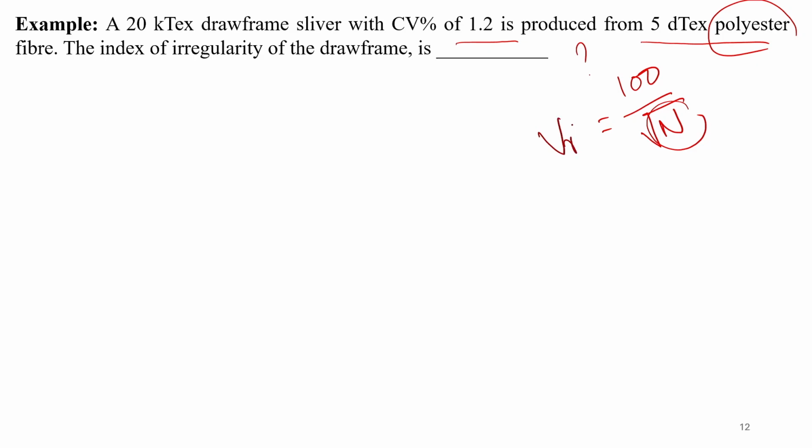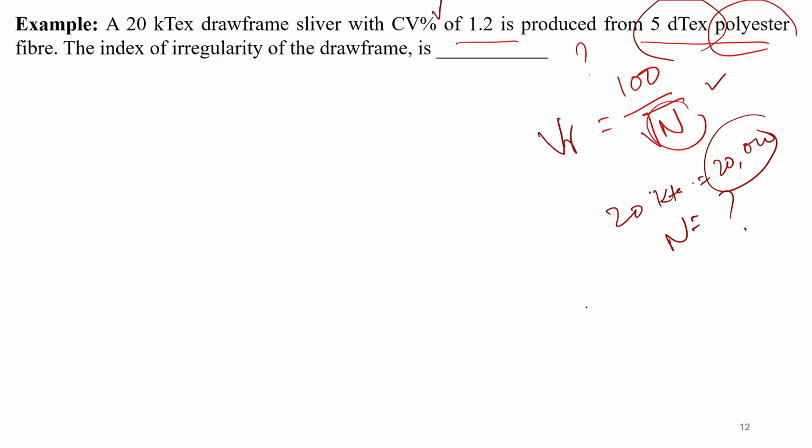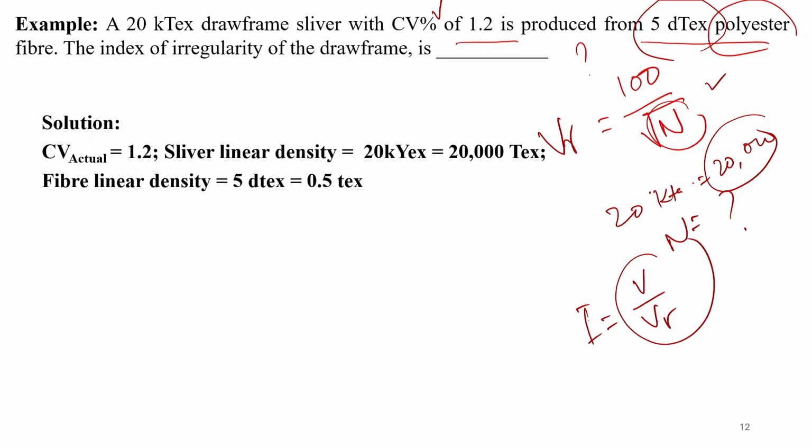So, this is VR. VR we can calculate. So, 20 kilotex, so that means 20,000 tex, and 5 decitex is there of polyester. So, the number of fibers in the cross section we will calculate, and from there VR we will calculate, and once the VR is calculated, V is given. So, I will be V by VR. So, that way we will calculate. Let us see the calculation.